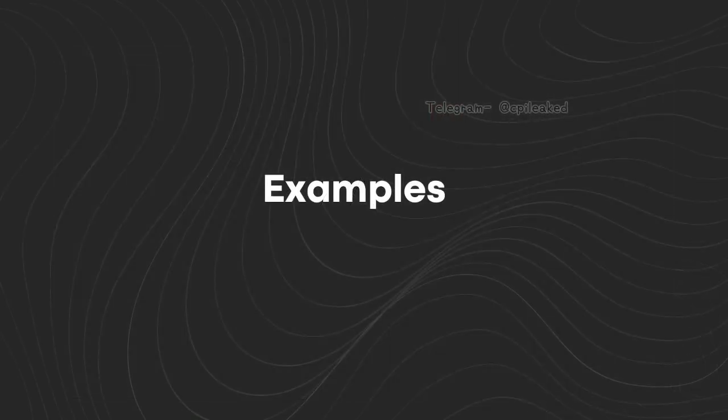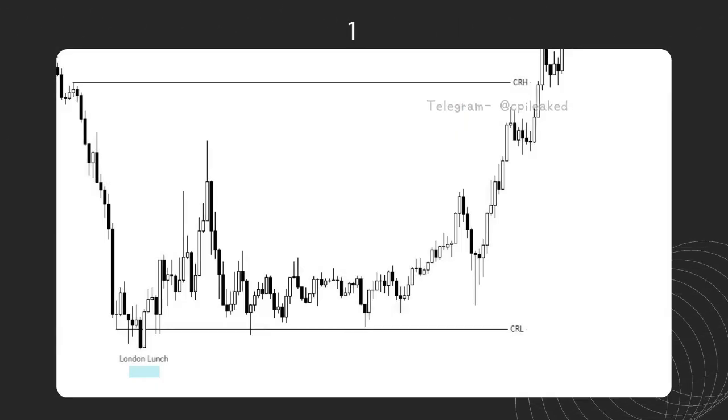Let's look at some examples right here. First example we've got is right here. You can see this CRT. We've purged the CRT at a key time, and then you can see we've had this turtle soup. It was high probability turtle soup, and then price expanded above explosively.